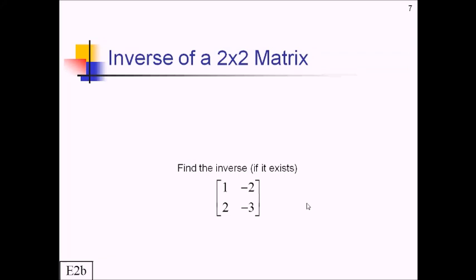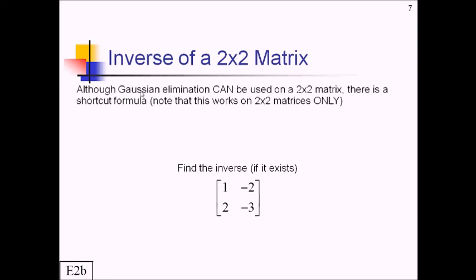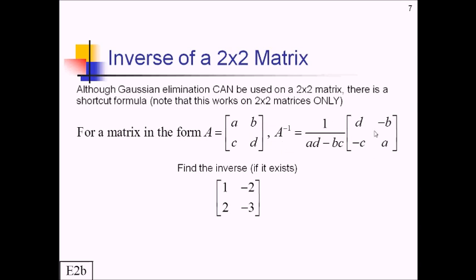Let's take a look at another example, but this time we're going to give you a little bit of an upgrade. Although you can use Gaussian elimination on a 2x2 matrix, there's actually a shortcut formula. It only works on a 2x2 matrix, but sometimes that's all you need. So here's our formula. If you have a matrix in the form of A equals A, B, C, D, whatever those are, the inverse matrix for that is going to look a little crazy at first.